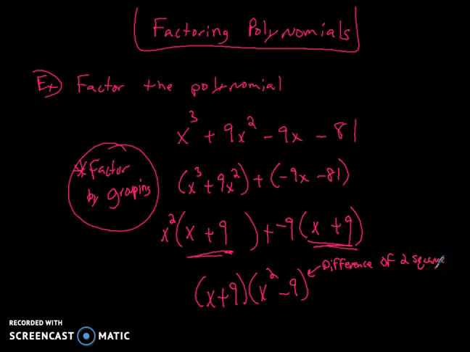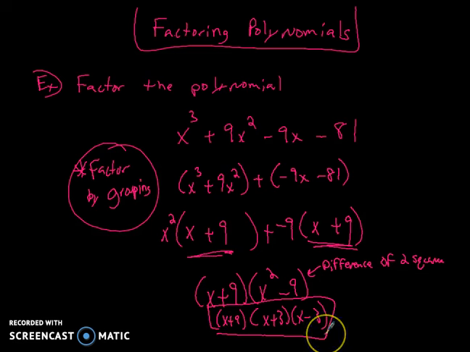So because of that, it factors. It's x plus 3 times x subtract 3, and you still have x plus 9 here. So your solution is x plus 9, x subtract 3, and x plus 3. So that would be the perfectly factored form of that original polynomial. I'll get that as a note.